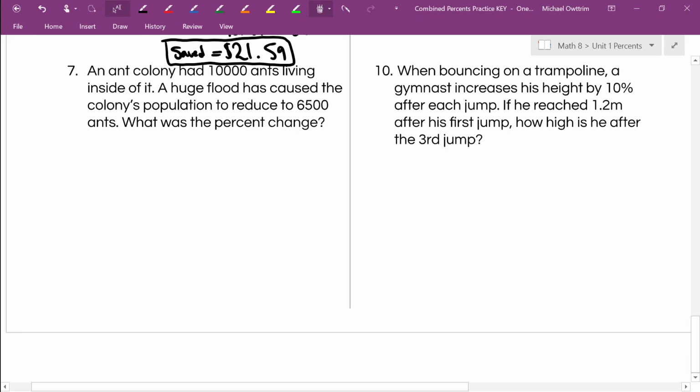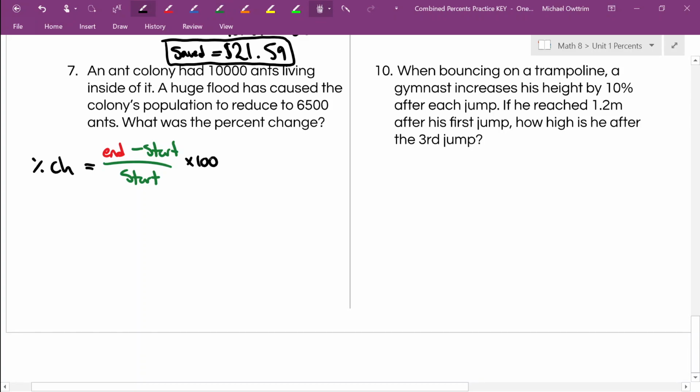Okay. Question 7, an ant colony has 10,000 ants living inside of it. A huge flood causes the colony's population to reduce to 6,500 ants. Again, we're asked what was the percent change. So since we're calculating percent change, we'll use our formula. We want our end minus start over start and then times 100.